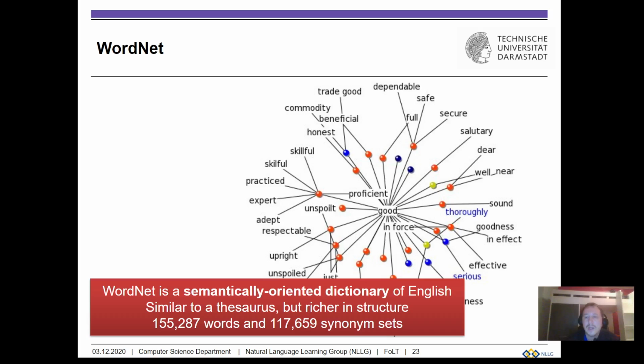So WordNet really has a network, as illustrated here, which constitutes a network between the different words in the English language. The relationships that WordNet encodes are those of synonymy, where synonymy refers to meaning equivalence. So two words are synonymous if they have the same meaning.